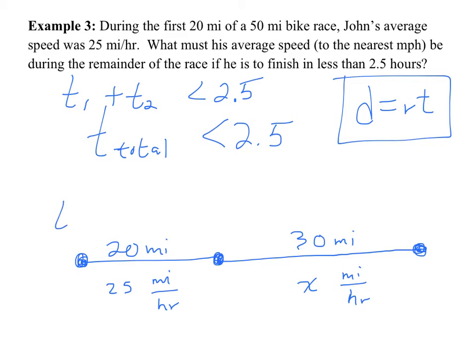What's T1? What's the first time going to be? If I solve for time, time is distance divided by rate. Distance divided by rate. What's 20 over 25 give us? Well, it would be 1/3 times 25.